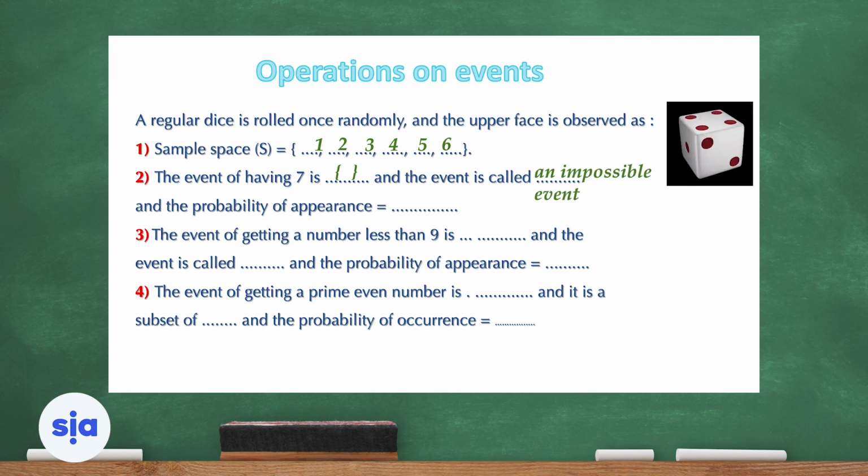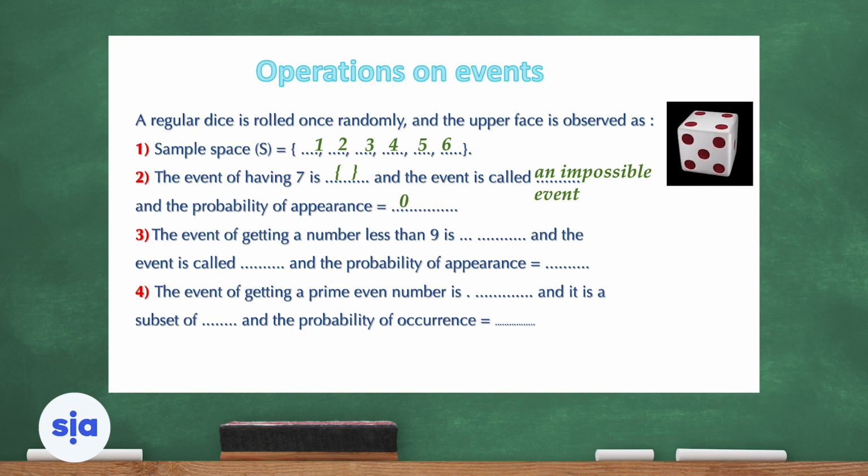So for the impossible event, what is the probability of that impossible event? The probability is all what I want over all what I have, right? In this case, it's not possible to have any of the above faces as 7, so the probability of this is 0.